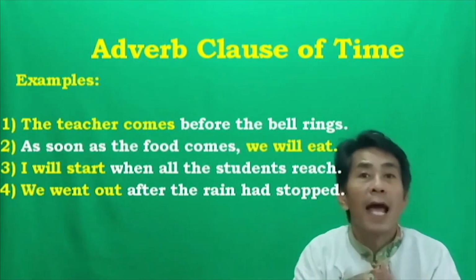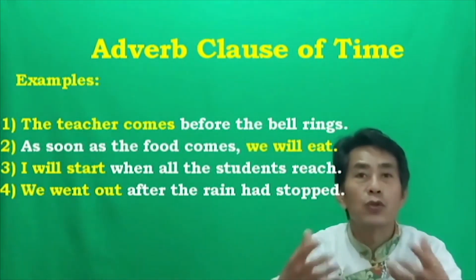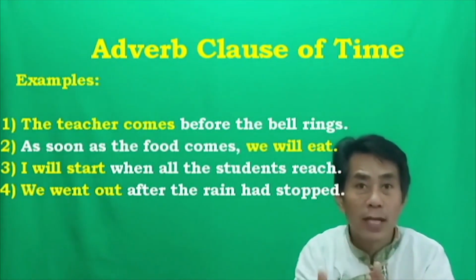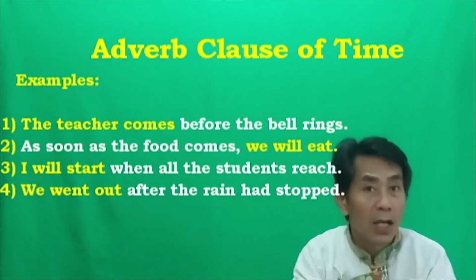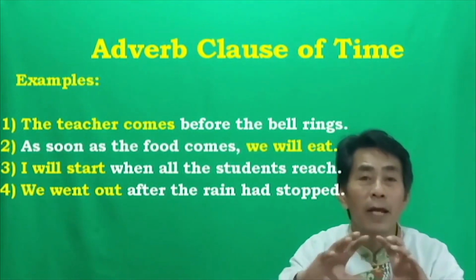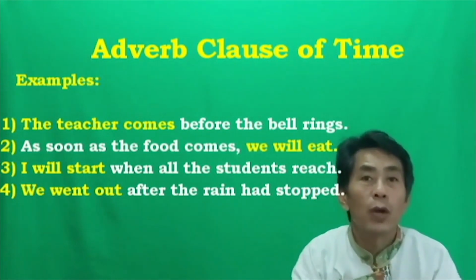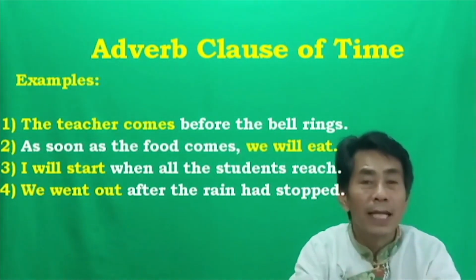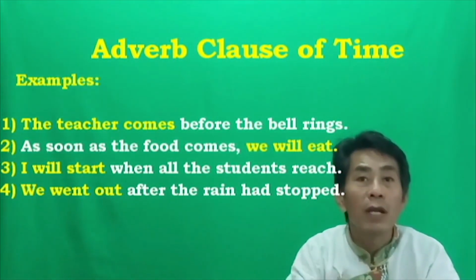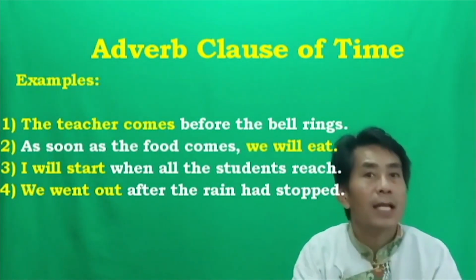Second one: as soon as the food comes, we will eat. As soon as the food comes is a clause. What type of clause is this? This is an adverb clause. What type of adverb clause is it, condition or time? It shows time. We will eat when? We will eat as soon as the food comes. So, time.